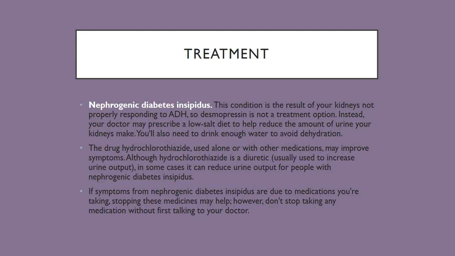The drug hydrochlorothiazide, used alone or with other medications, may improve symptoms. Although hydrochlorothiazide is a diuretic, usually used to increase urine output, in some cases it can reduce urine output for people with nephrogenic diabetes insipidus. Also, symptoms from nephrogenic diabetes insipidus may be due to medications you're taking, so stopping these medications may help. However, don't stop taking any medication without first asking your doctor.